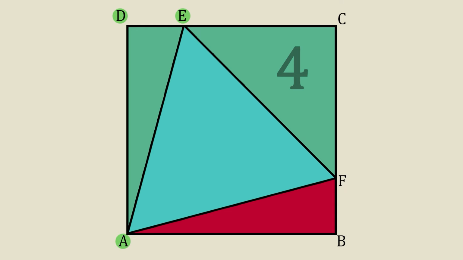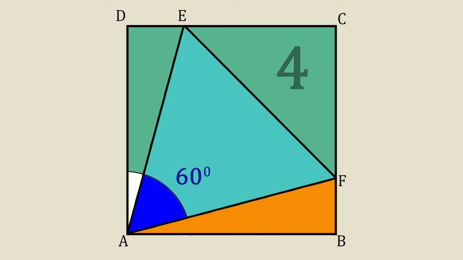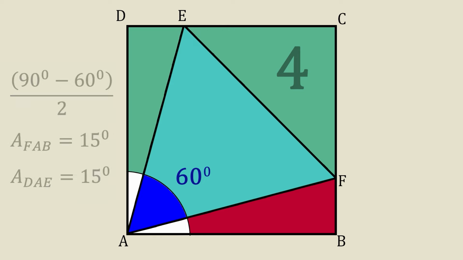The corner angle of the square at A is 90 degrees, and the equilateral triangle's angle is 60 degrees. This leaves a total of 30 degrees for the two remaining angles, FAB and DAE. Due to symmetry, these triangles are congruent, so each of those angles must be 15 degrees. So, how do we proceed?